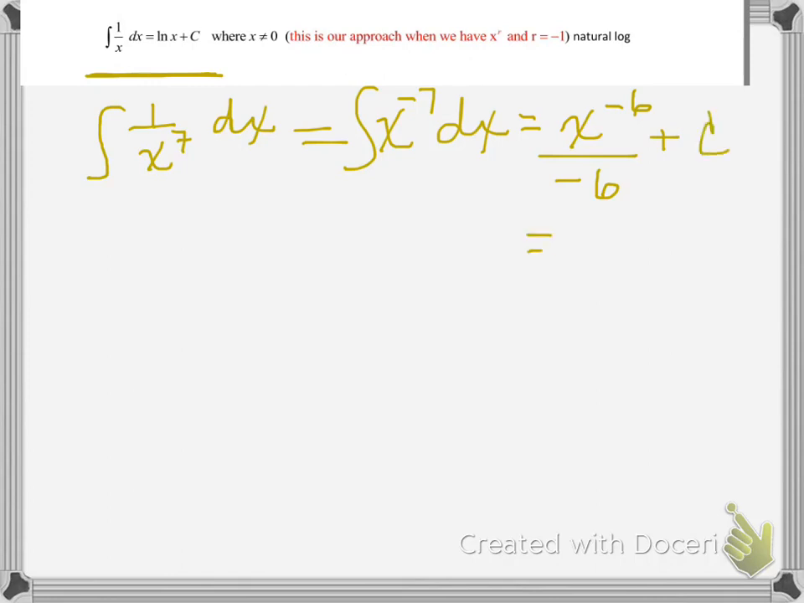Now you certainly could clean this up, and it would be advisable. Why don't we have that be negative 1 over 6x to the 6th plus c. Okay, that's a better answer. So, no problem dealing with negatives. Now, let's do the natural log case. So I don't know its natural log yet. Here is the problem. I have 1 over x dx.